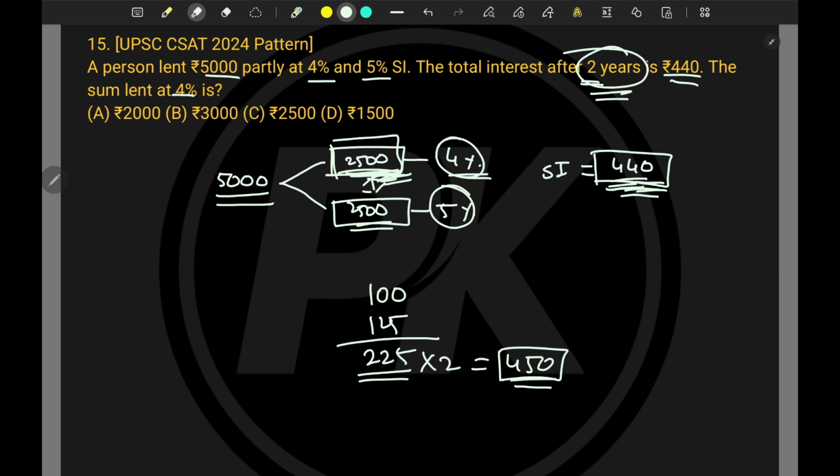Now see the options. Okay, now we will strike out the options. Option number A says 2000, not possible. Option number B is 3000, which is more than 2500, so maybe possible. Option number C says exactly 2500, but we have already seen that it is not possible. And option number D, 1500, is also not possible. And hence option number B is correct.